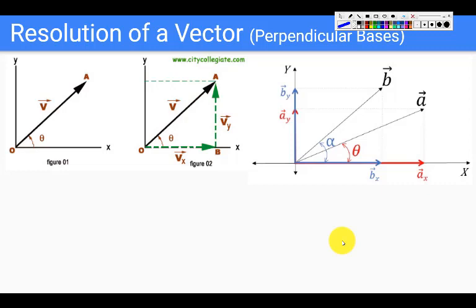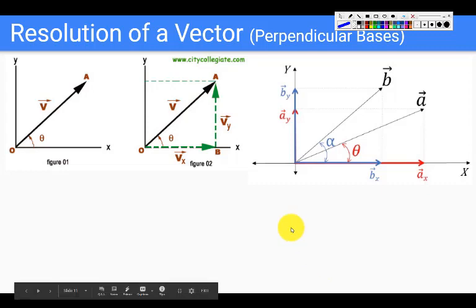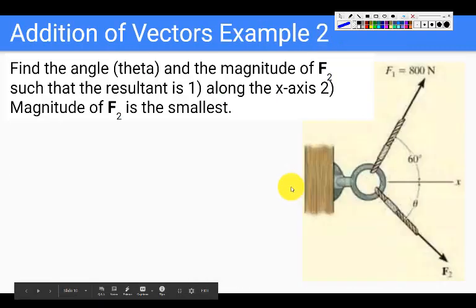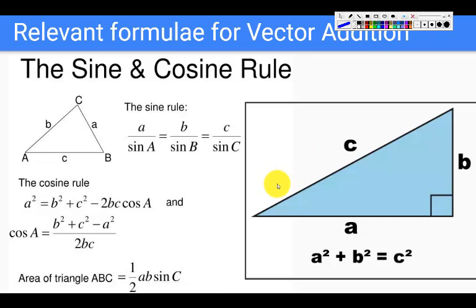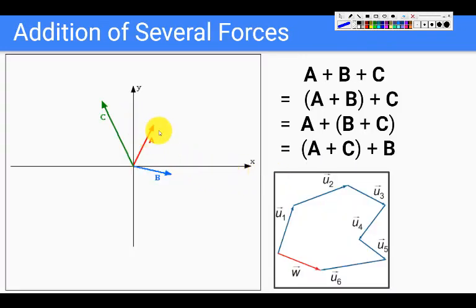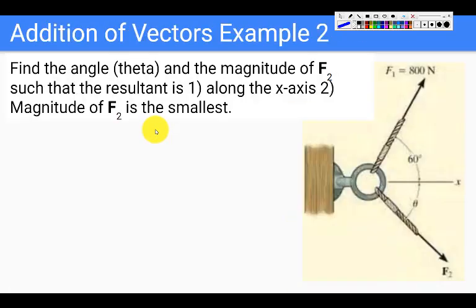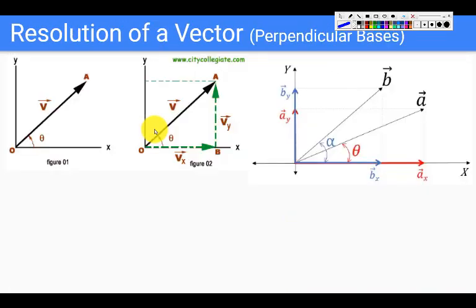So last time we were looking at how to add vectors. When we have two or more vectors, how do we add them to give us the resultant vector? Now we are asking the other question: given any vector v, how can we write it as a sum of two vectors? This is what we call the resolution of a vector. So we want to resolve this vector as a sum of two vectors.